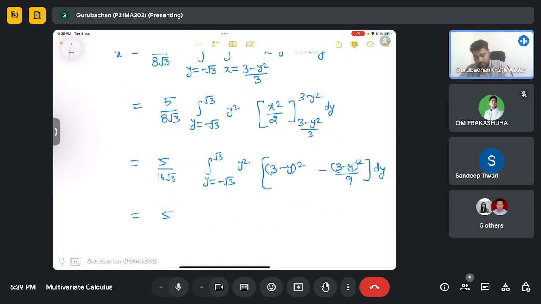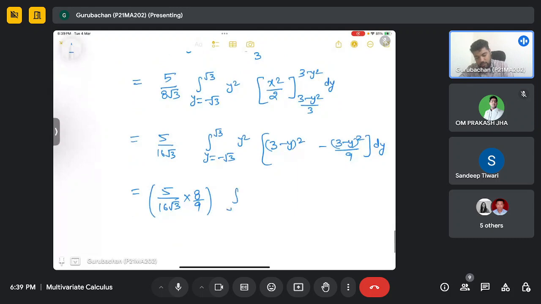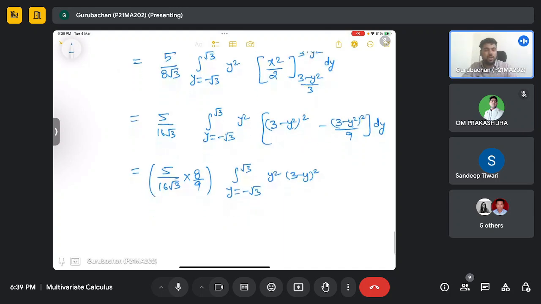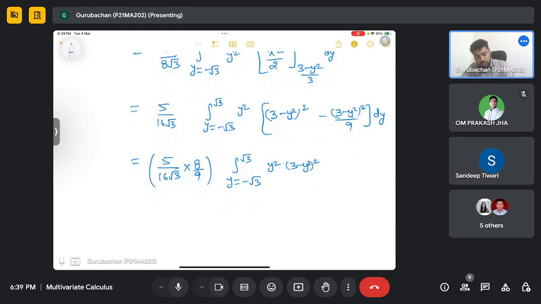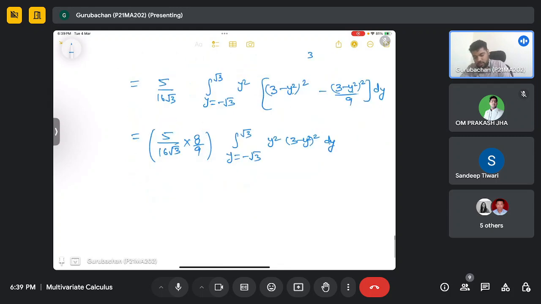And this will give us 5 by 16 under root 3 into 8 by 9, and y from minus under root 3 to plus under root 3, y square into 3 minus y square whole square. Please also see the solution, otherwise we get the wrong answer in integration. So 5, 9 to the 18.